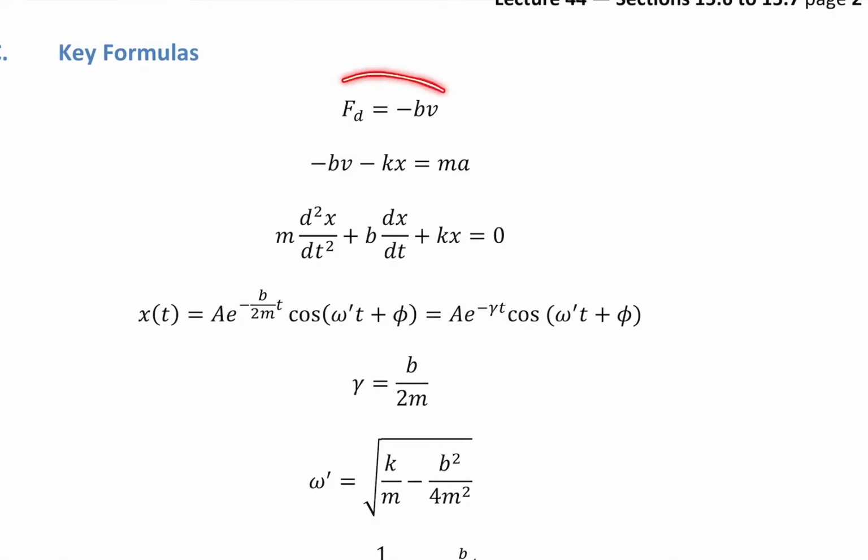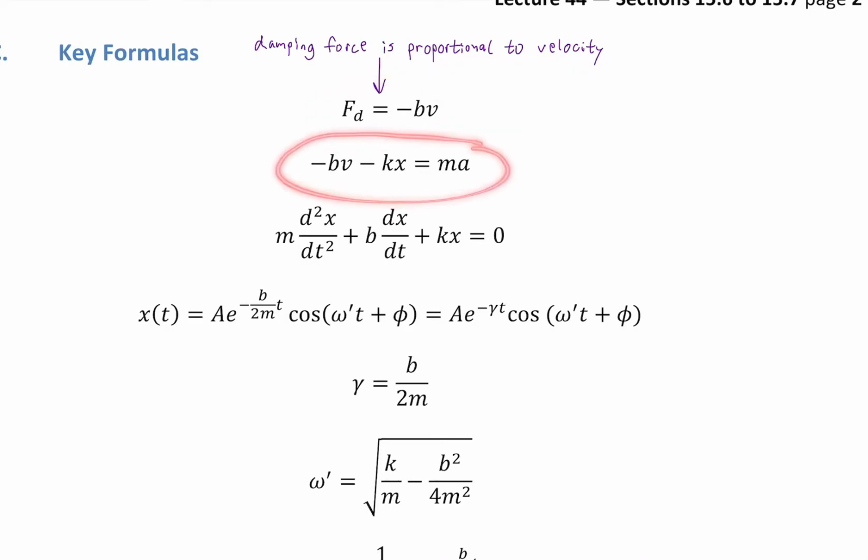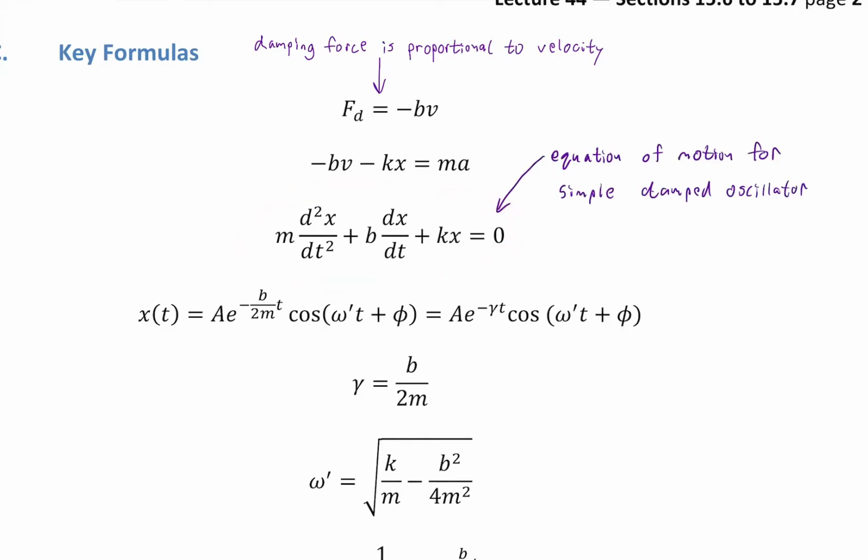So the first one here is none other than the damping force, okay? So the damping force is proportional to velocity. It's basically a drag force. So then if we include that in Newton's second law, now we have the spring restoring force plus the drag force equal to mass times acceleration. If we rewrite this, we get an equation of motion. All right, so this is the equation of motion for the simple damped oscillator.